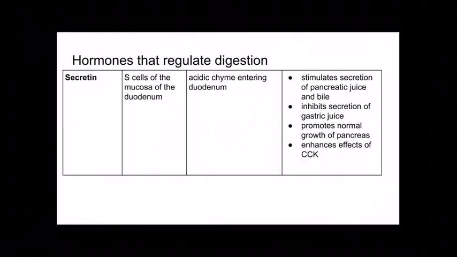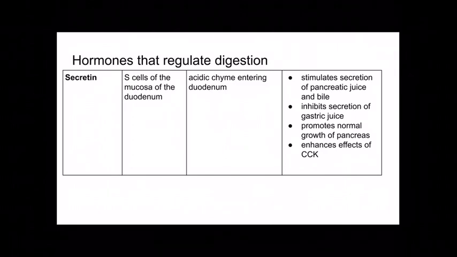So secretin is produced by what are called the S cells of the mucosa of the duodenum. So these are those enteroendocrine cells that we looked at in the small intestine. And what stimulates these guys? It's acidic chyme entering the duodenum. So it's more of a chemical stimulation. They notice the drop in pH when the acidic contents of the stomach show up in the small intestine, and that stimulates those enteroendocrine cells to produce secretin.